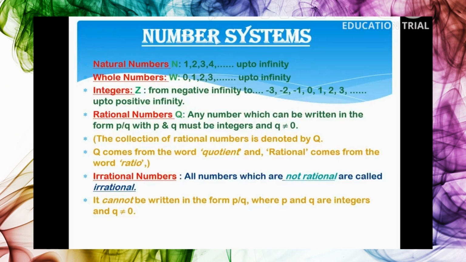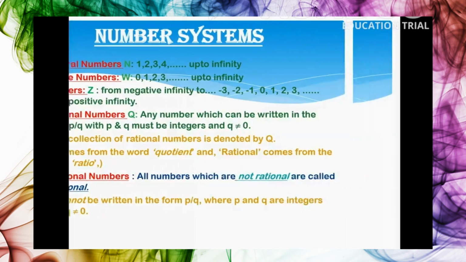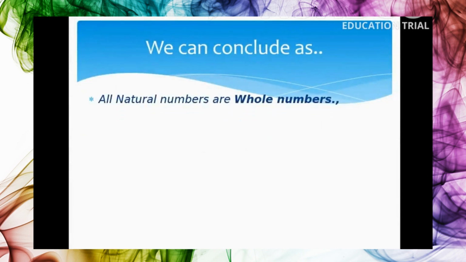Next, we can conclude a few results from this classification. First one, all natural numbers are whole numbers. This is very clear because we know what is meant by natural number and what is meant by whole number. We know the natural numbers are the set of numbers starting from 1, 2, 3 and continuing up to infinity. And whole numbers is the same set of numbers but starting from 0. So 0 is an extra element different from the set of natural numbers.